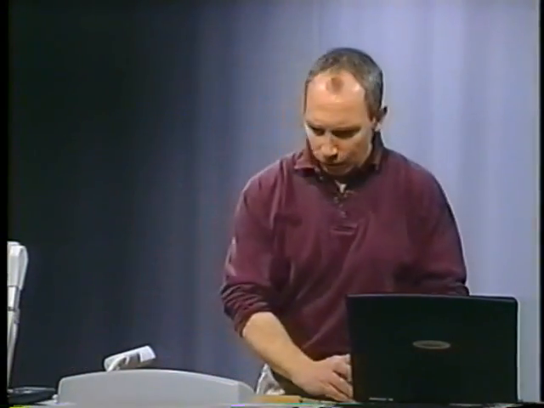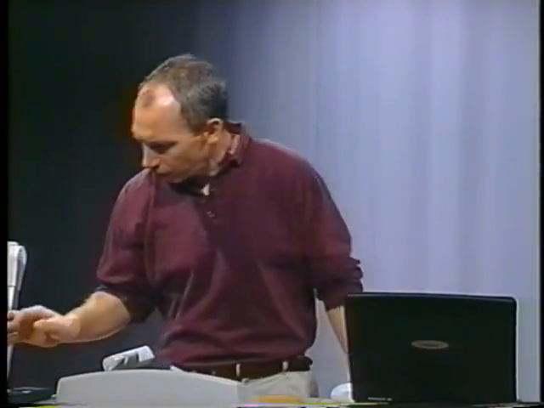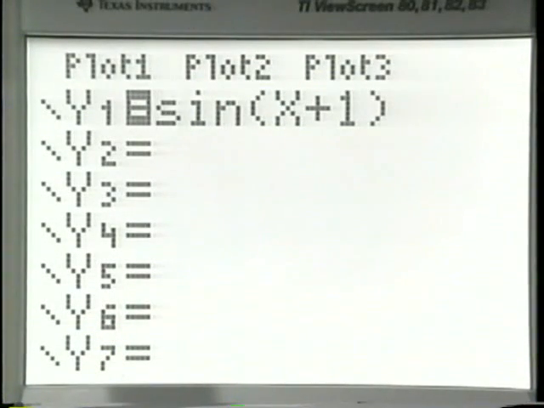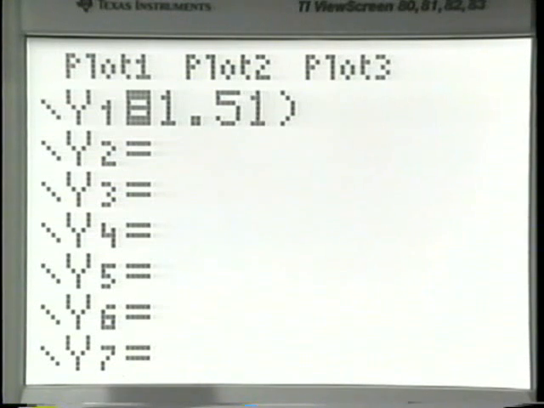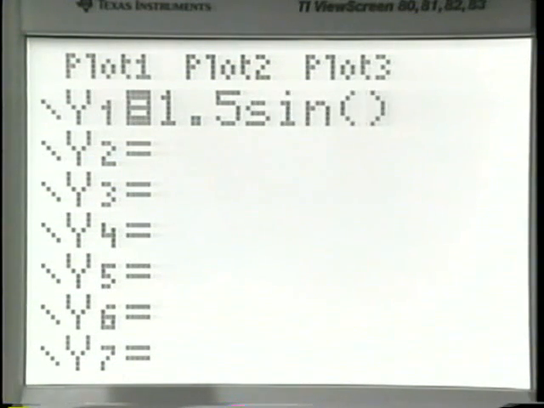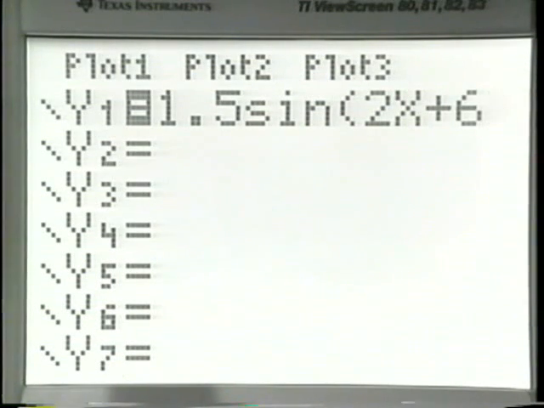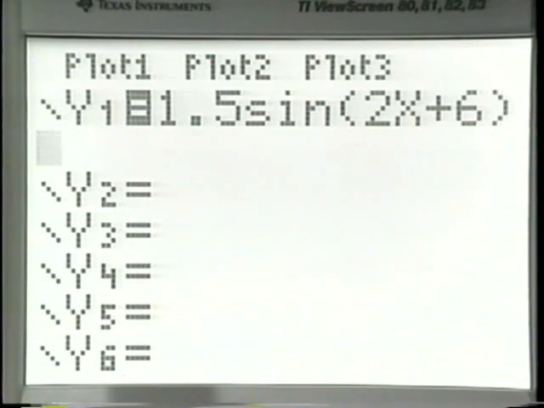Let's see. I'm going to put in here y equals. I know I'm already in, from last time, that I'm in radian mode. We should have checked that, but I know I'm in radian mode, so I'm not going to check that this time. Y equals 1.5 sine of 2x, don't have to say 2 times x on these calculators, 2x plus 6. Do your parentheses and tell it to graph.